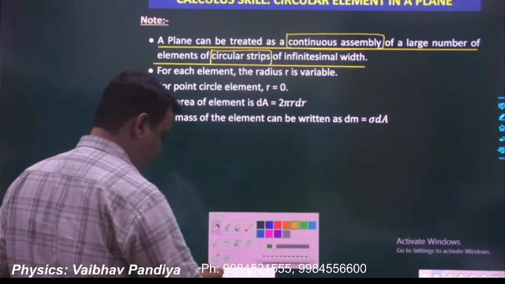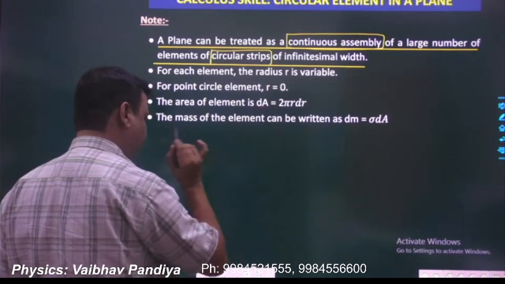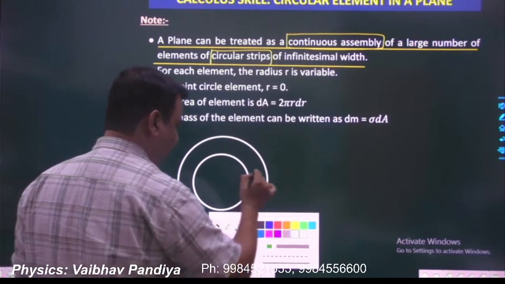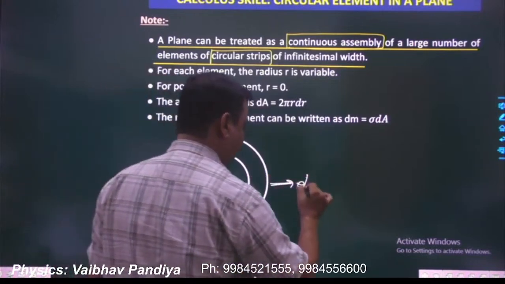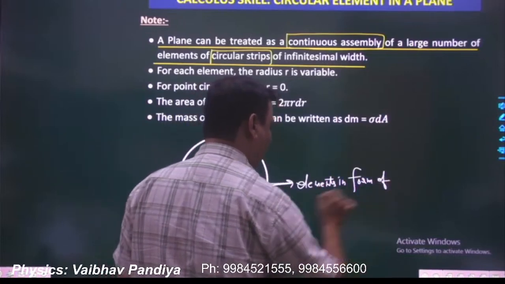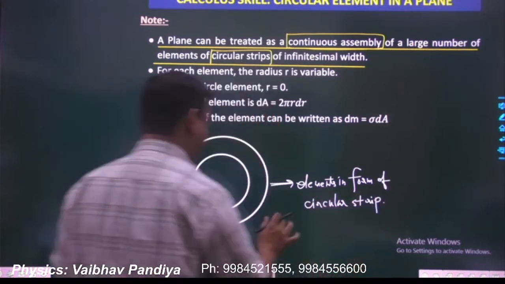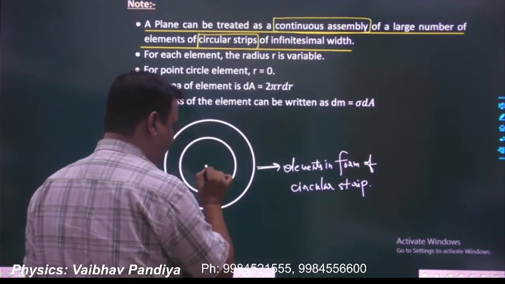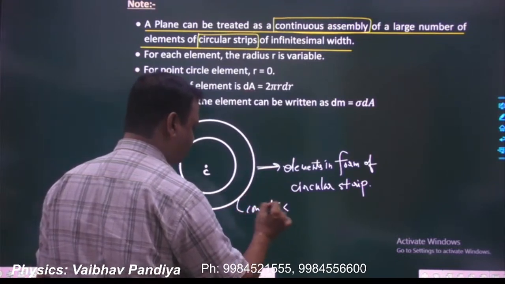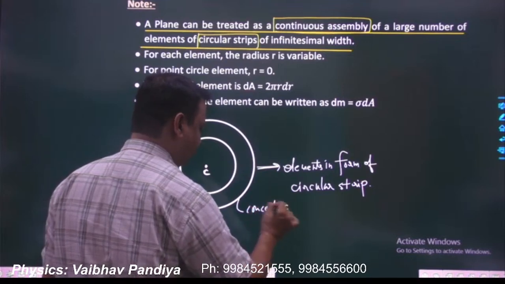Suppose this is a plane and I'm making a circular strip like this, and I'm making again another circular strip. So I'm making a gap between them. So these are the calculus elements in the form of circular strips. They all have the same center. They all are concentric.